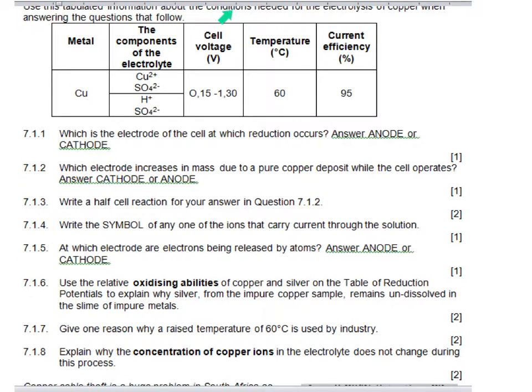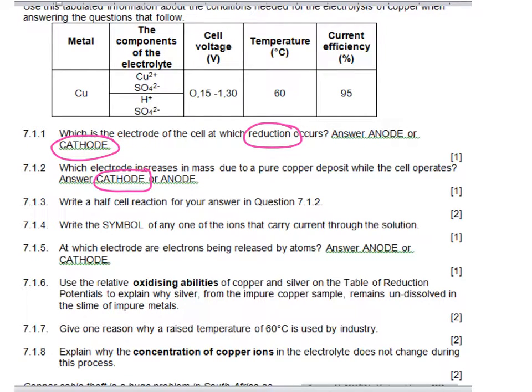Use the information and the conditions needed for the electrolysis of copper when answering these questions. So copper, these are in the electrolyte, that's your voltage, temperature, and the current efficiency. Which electrode of the cell at which reduction occurs? Answer: anode or cathode. Reduction always occurs at the cathode. Which electrode increases in mass due to a pure copper deposit whilst the cell operates? Well, we just said that the pure copper is being deposited on the cathode. That was in the previous blurb.